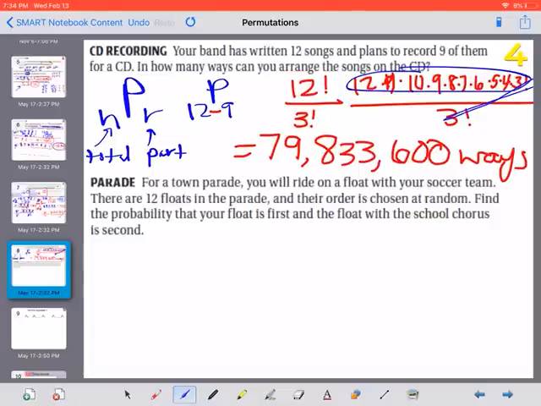Alright, let's look at the next one. This one's a little bit tricky, so we need to be careful. It says, for a town parade, you will ride a float with your soccer team. Great, we don't really need that information. There are 12 floats in the parade, okay, 12, and their order is chosen at random. Find the probability. Okay, we're looking for the probability. So we're combining today's lesson with the previous couple days. What's the probability that your float is first and the float with the school chorus is second?